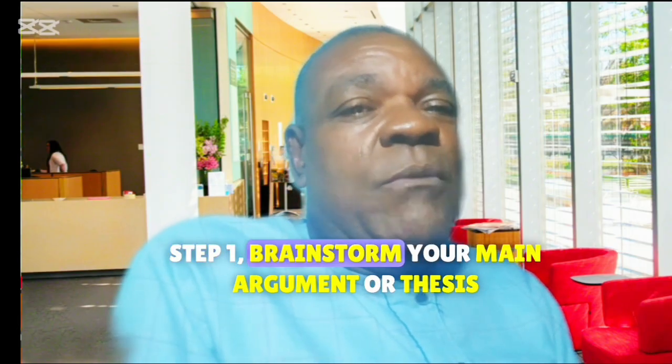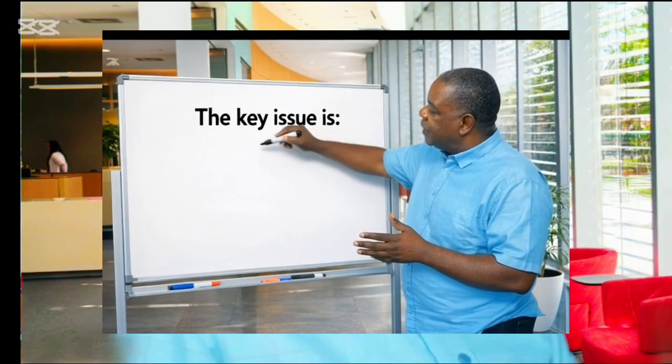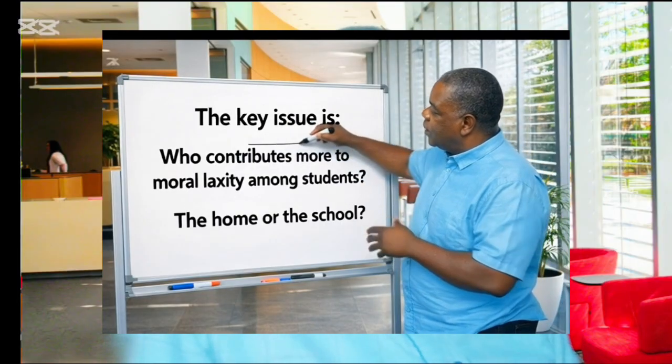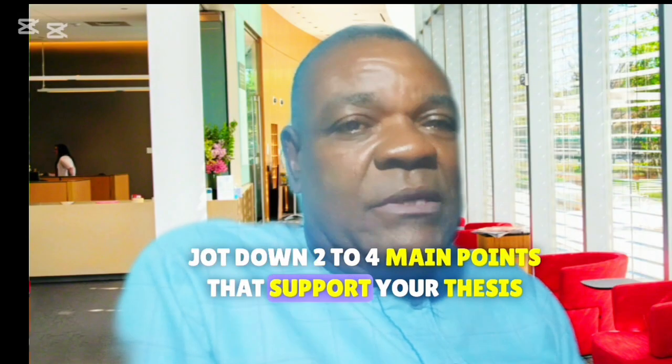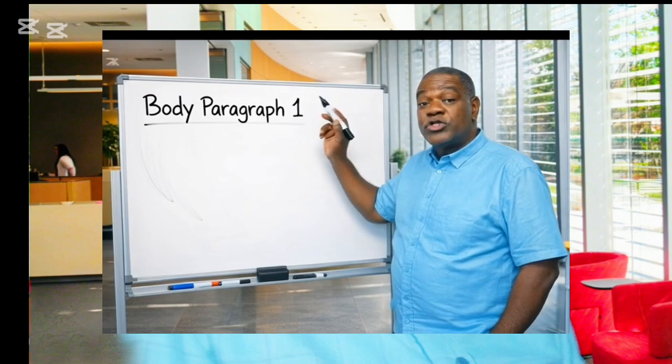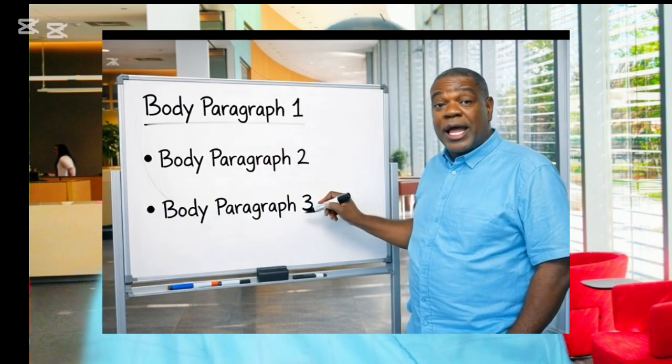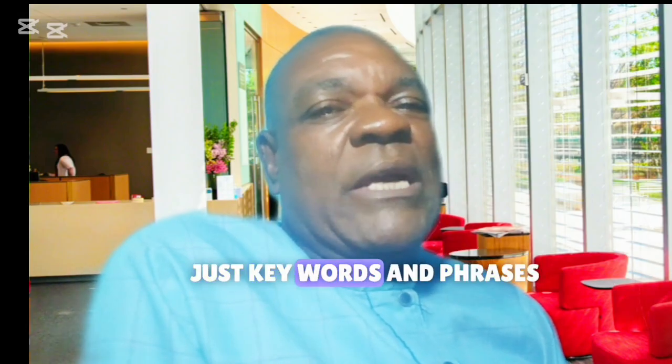Step 1, brainstorm your main argument or thesis. What is your answer to the prompt? Write it down in one sentence. Step 2, jot down 2 to 4 main points that support your thesis. This will become your body paragraphs. Step 3, for each main point, quickly note what evidence or examples you will use. This could be historical events, literary quotes, scientific data, or personal examples depending on the exam. You don't need to write full sentences during planning, just keywords and phrases.